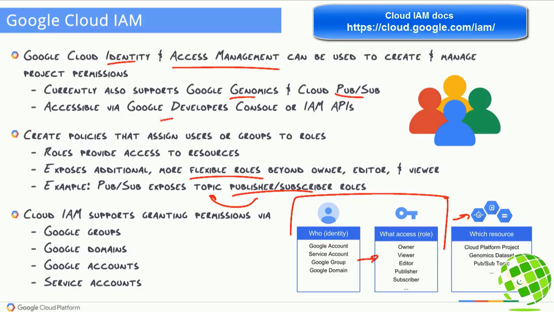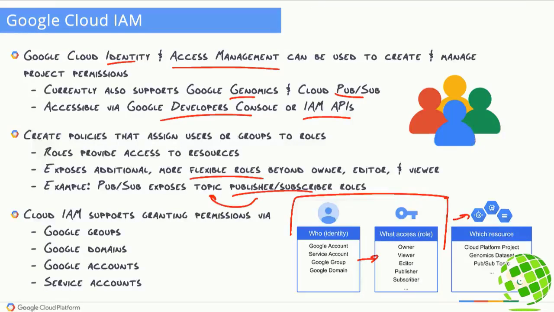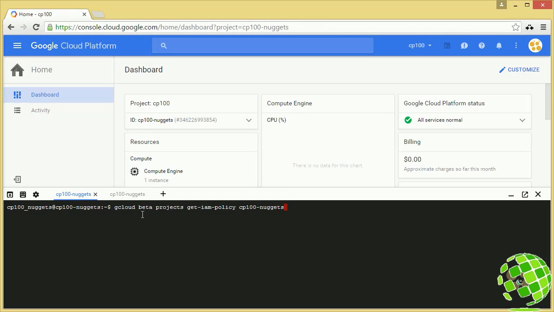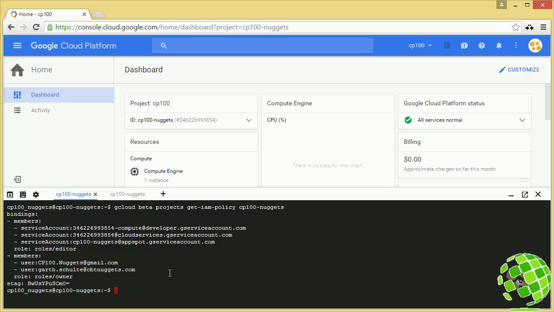Now, we can do this again through the Google Developers Console. We have IAM APIs, and yeah, we can even do it through the gcloud command line utility. In fact, let's head to the Developers Console and check it out. gcloud beta projects get-iam-policy, pass in our project, and this will show us our bindings. So here's our members for our editor role. Here's our members for our owner role.